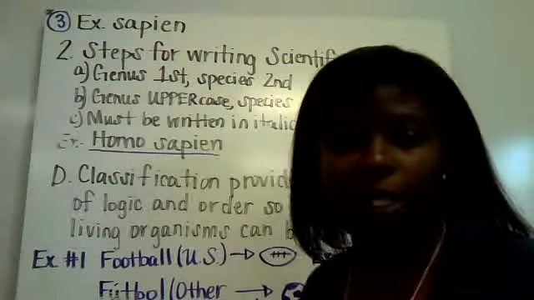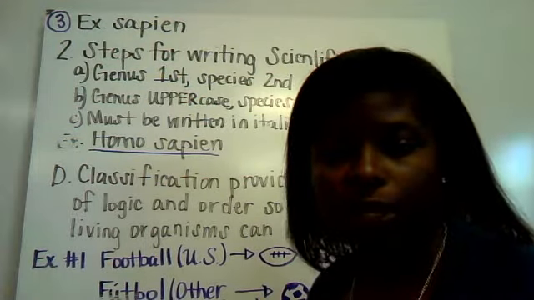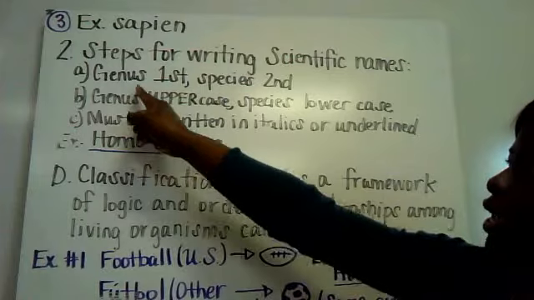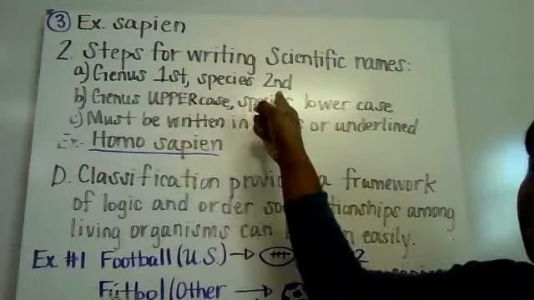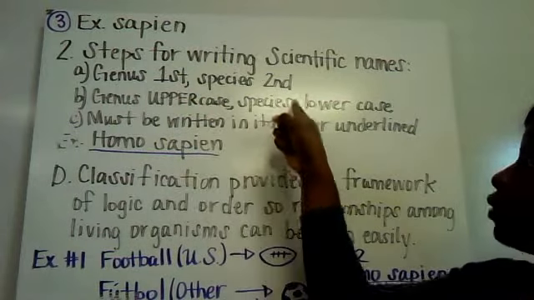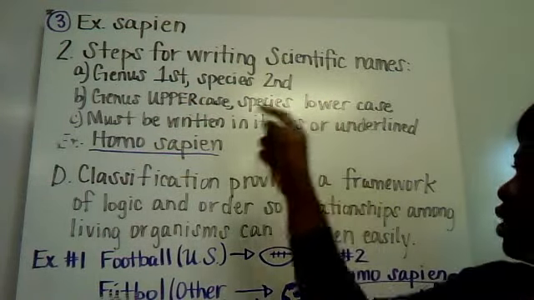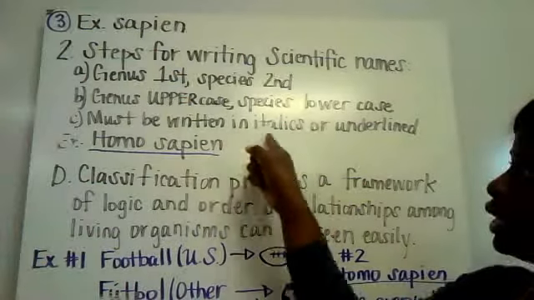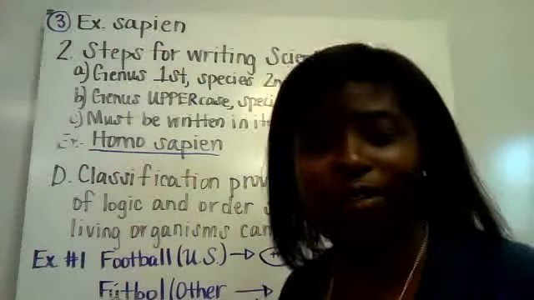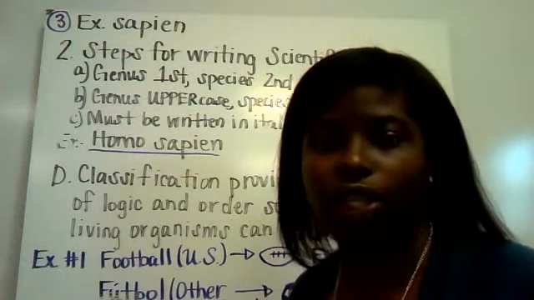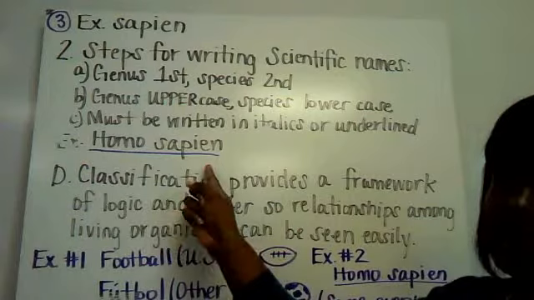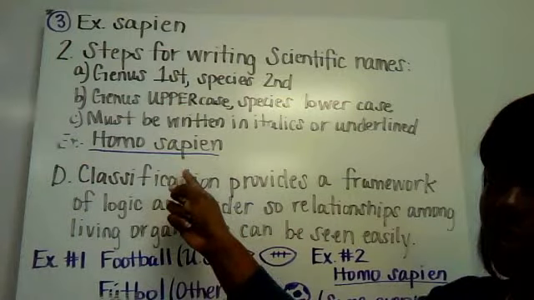There are some specific steps when using binomial nomenclature. So the steps for writing scientific names include: A, write the genus first and then the species second. The genus should be in uppercase letters. The species should be in lowercase letters. Together they must be written in italics or underlined. Because very few of us write in italics, we're going to be underlining to show our scientific names. So here you have Homo sapien and it's underlined instead of written in italics.